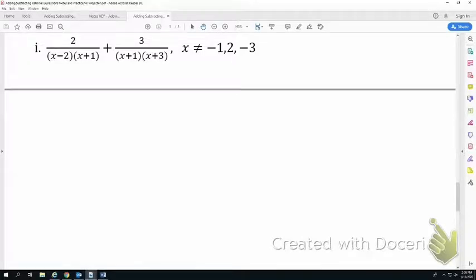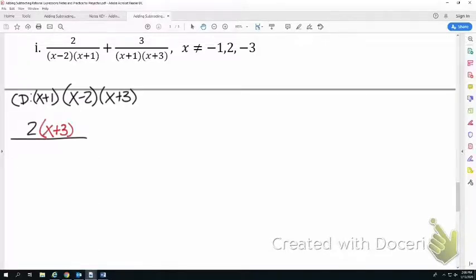So, Alex Shirley, what would the common denominator be? All of it. X plus 1, x minus 2, x plus 3. Okay. Nick Miller, what is the first fraction missing? X plus 3.